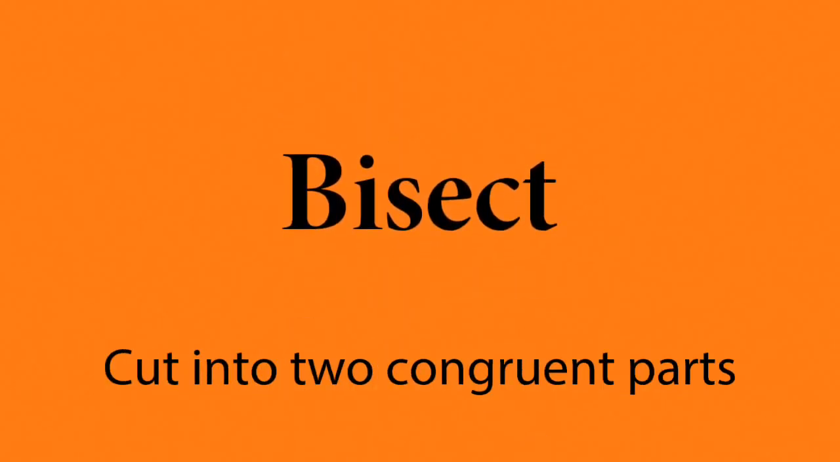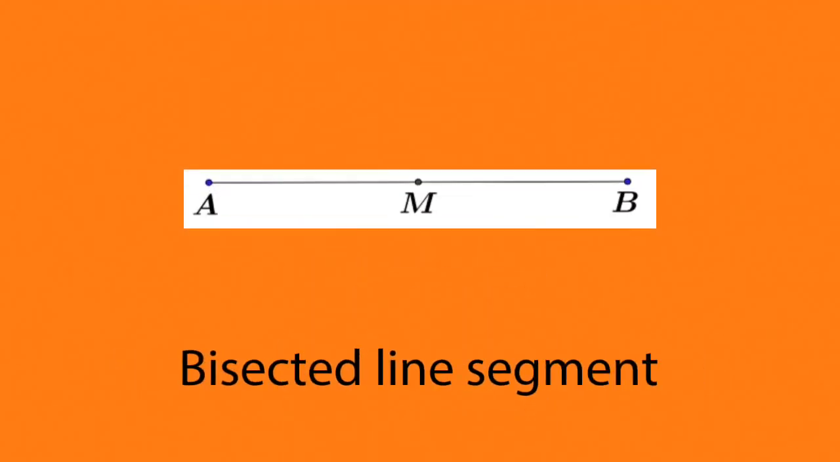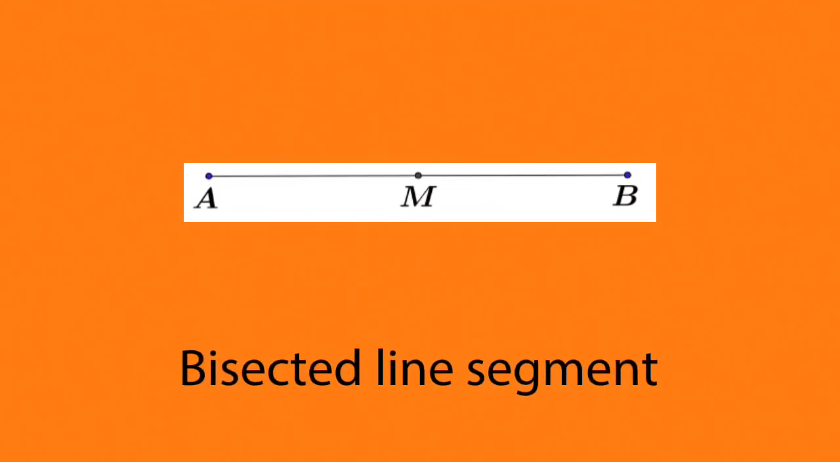Our next definition is the word bisect. To bisect a geometric figure is to cut it into two congruent parts. For example, that line segment we looked at earlier, AB with midpoint M, is a bisected line segment because M splits AB into two congruent parts.